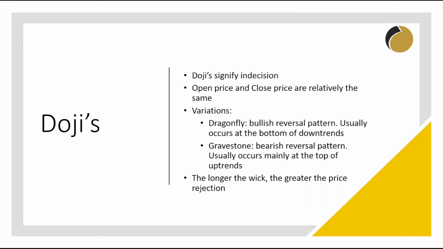Now, just to recap about dojis, dojis essentially signify indecision. The open price and the closing price are relatively equal, and there are two variations of the doji apart from the neutral doji: the dragonfly doji, which is a bullish reversal signal or pattern, usually occurring at the bottom of downtrends, and the gravestone doji, which is a bearish reversal pattern and usually occurs at the top of uptrends. Now, with regards to dojis, the longer the wick, the greater the price rejection.